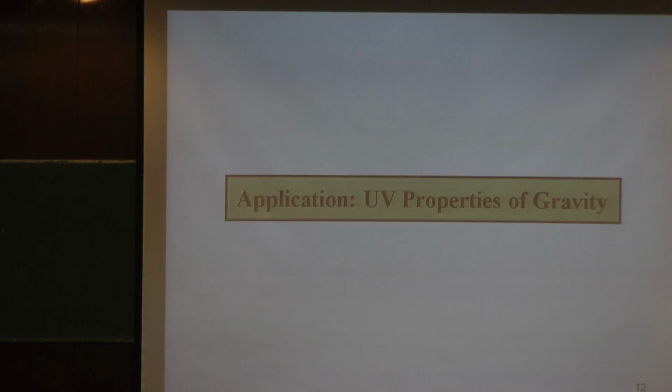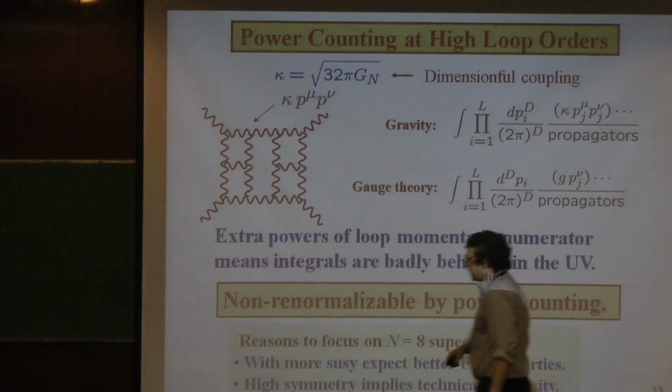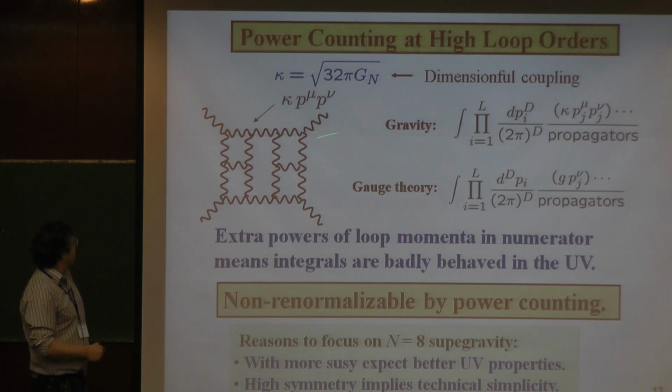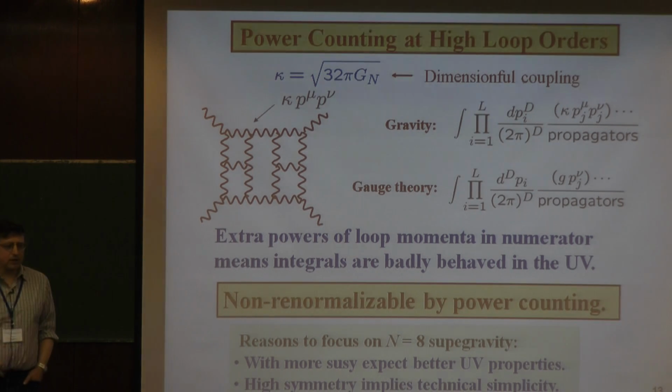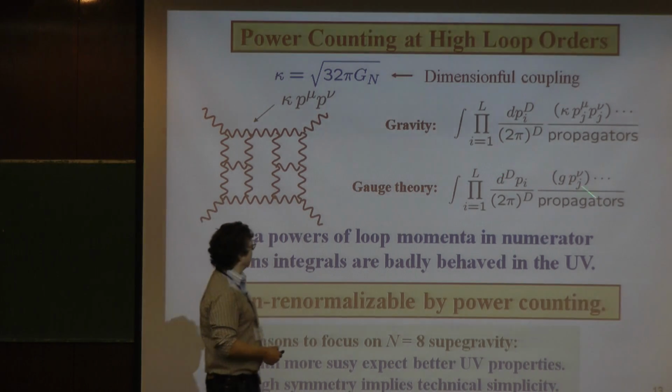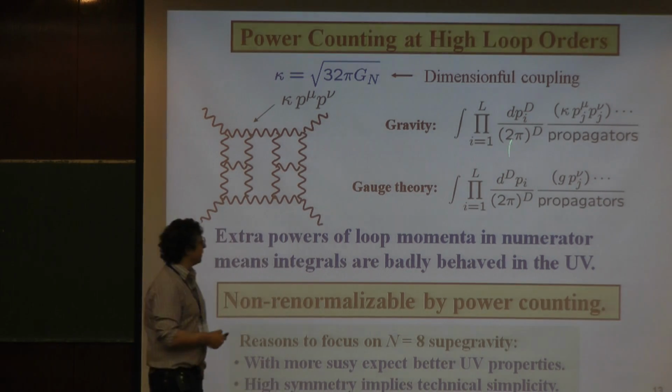Okay, so let's apply it to something. So something good to apply it to is the question of the ultraviolet properties of gravity. So everybody says that gravity is going to be worse behaved in the ultraviolet. I mean, it's just accepted that it's going to diverge, and the argument basically goes like this.